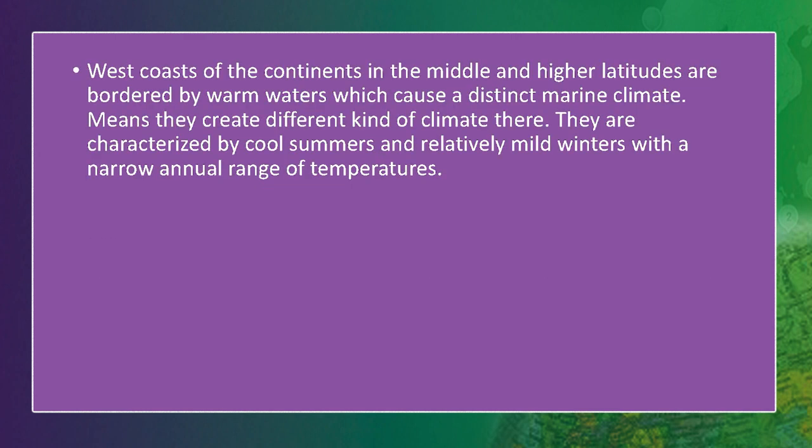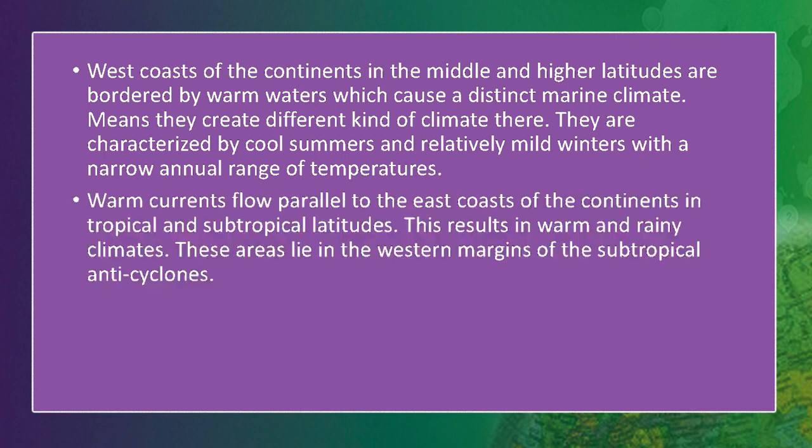West coasts of the continents in the middle and higher latitudes are bordered by warm waters, which cause a distinct marine climate. This means they create a different kind of climate there. They are characterized by cool summers and relatively mild winters with a narrow annual range of temperatures. Warm currents flow parallel to the east coast of the continents in tropical and subtropical latitudes. This results in warm and rainy climates.